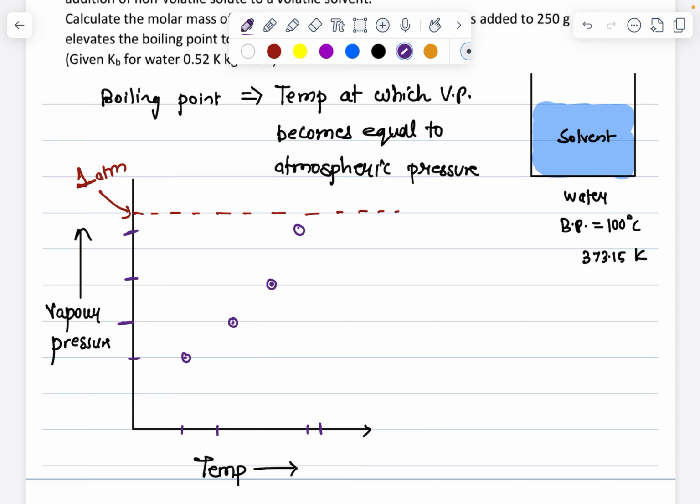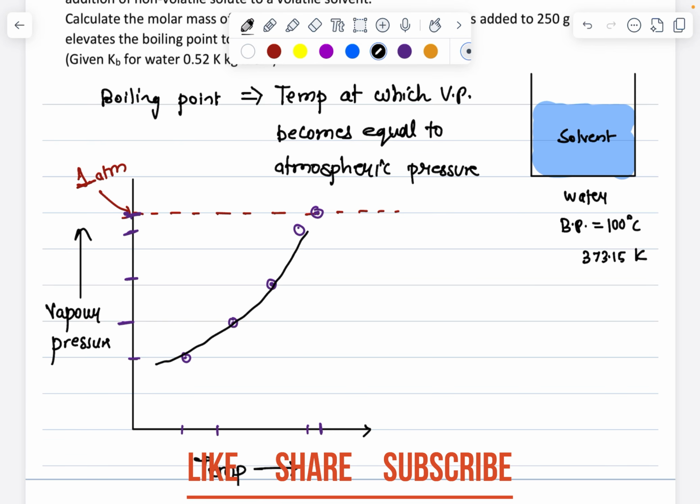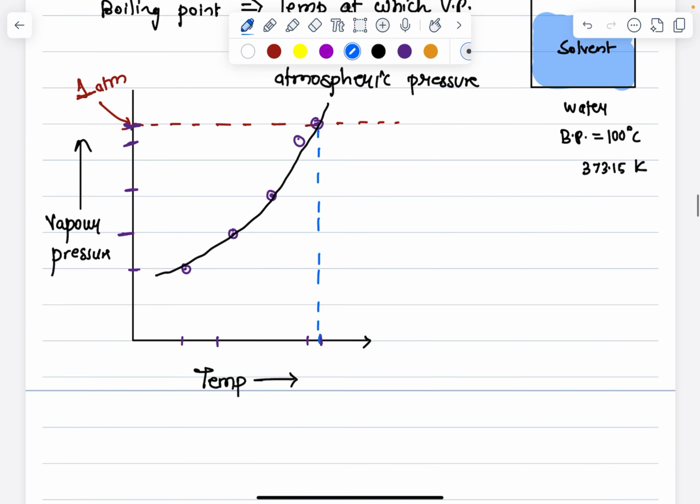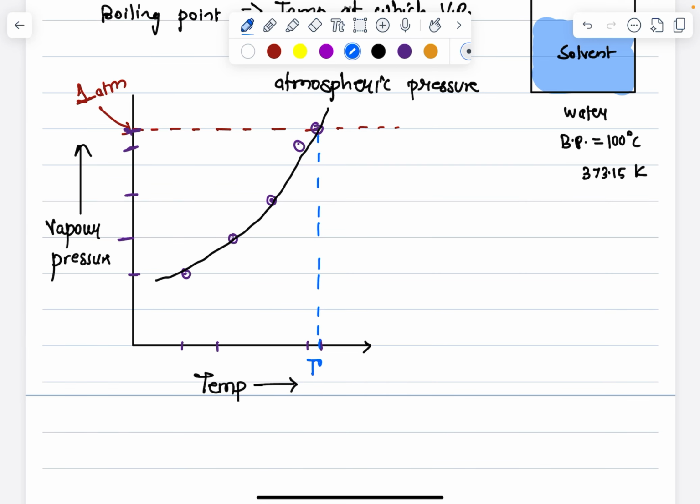So then there comes this temperature at which this is the vapor pressure. Now, this vapor pressure at this temperature means what? This vapor pressure has become equal to the atmospheric pressure. I'll draw a line through this. So this temperature, like for water it is 100 degrees Celsius, is the boiling point of this solvent. I'll write that as T naught B.